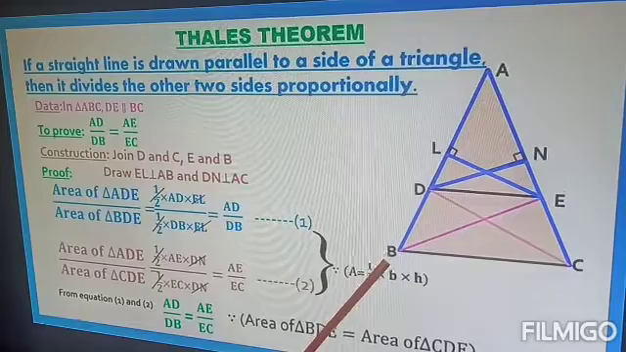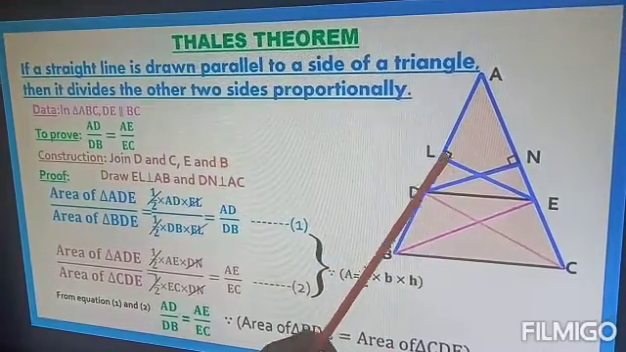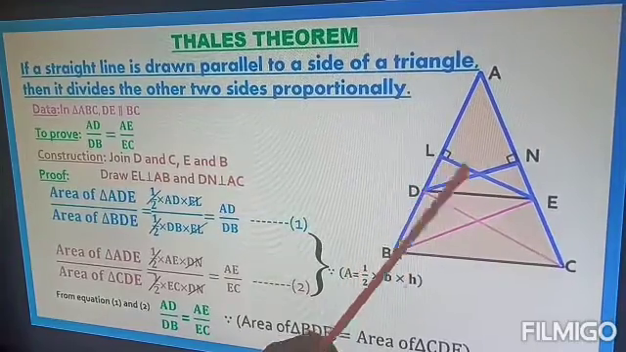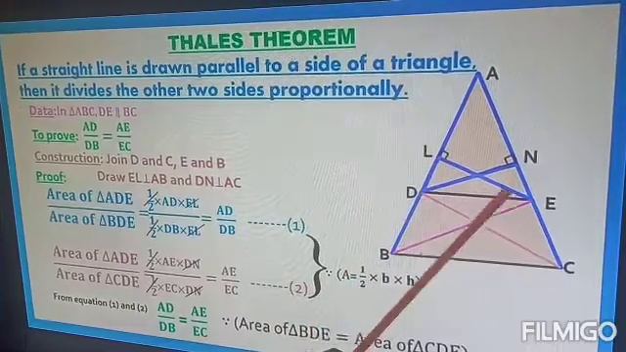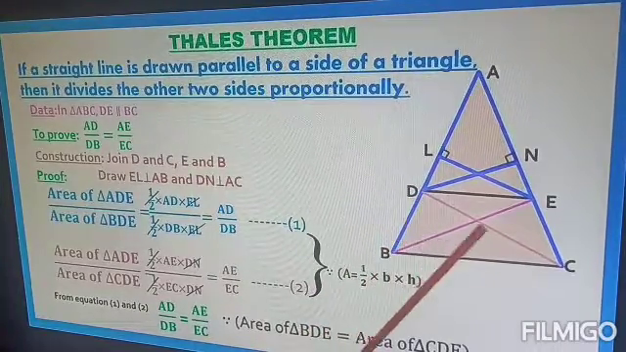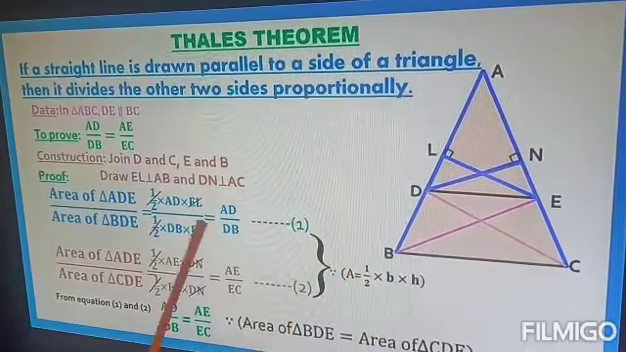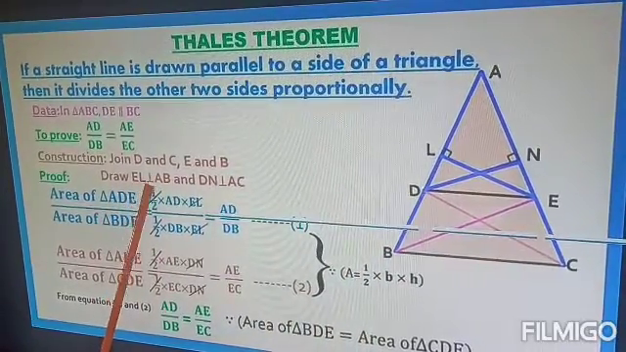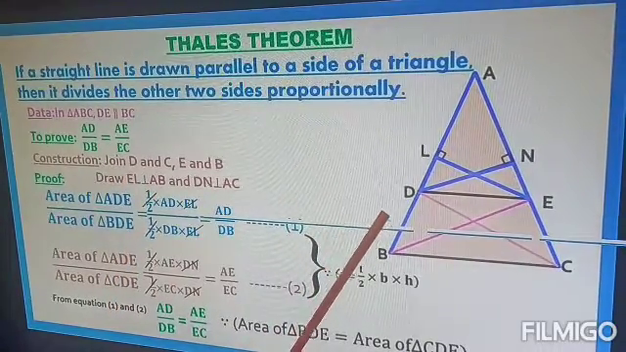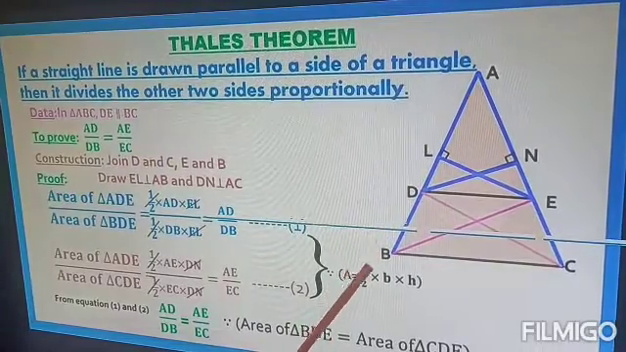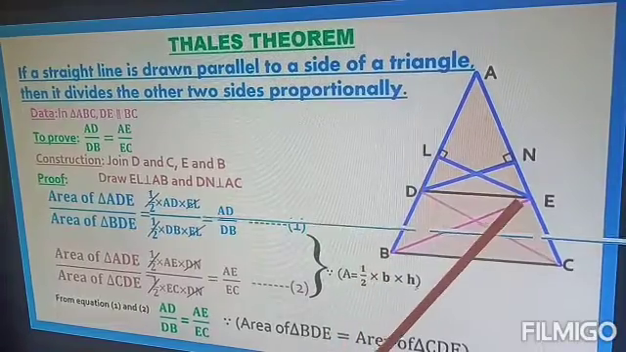Therefore, for BD also, this will be perpendicular, which means that is the height. This line is the height for the full AB, anywhere it is. Therefore, if you take this triangle also, the height will be LE, because we took LE perpendicular to AB. So for this, the base is BD and the height is LE.